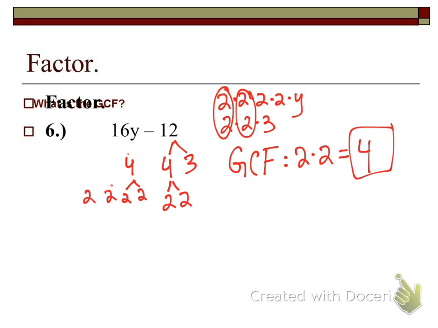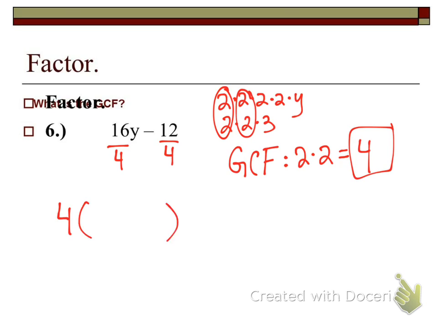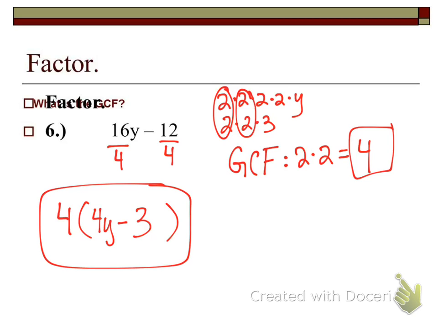Okay. When we do these problems, when we factor out a GCF, we are then going to divide both terms by that GCF, by the 4. When we write our answer, the GCF goes on the outside of parentheses, and whatever we have left after we divide it out goes inside the parentheses. So 16y divided by 4 would leave me with what? A 4y. Minus 12 divided by 4 is 3. So the GCF is on the outside. What's left after we divide is on the inside. That's how we write our answers when we factor a GCF.